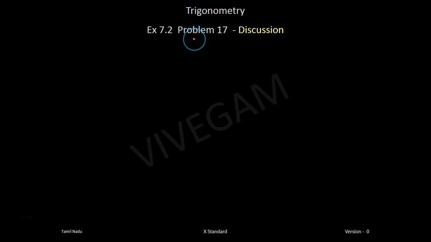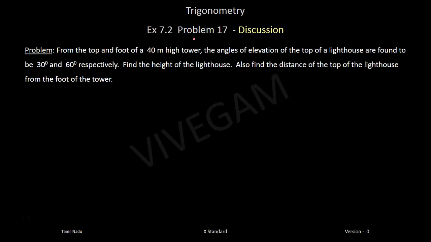Exercise 7.2 problem 17 discussion. So let's read the problem. From the top and the foot of a 40-meter high tower, the angles of elevation of the top of a lighthouse are found to be 30 degrees and 60 degrees respectively. Find the height of the lighthouse. Also, find the distance of the top of the lighthouse from the foot of the tower.